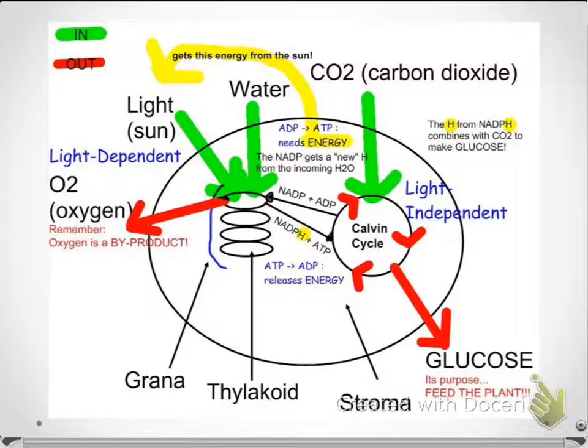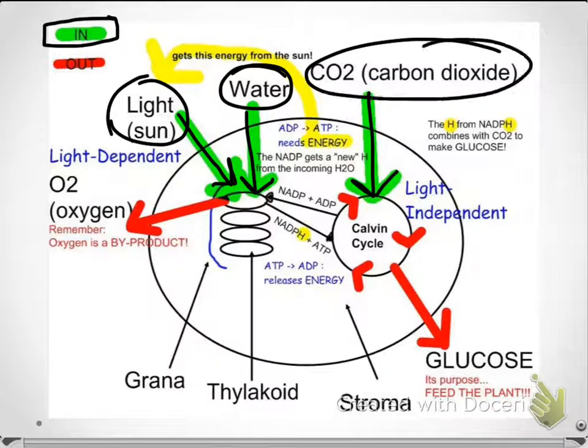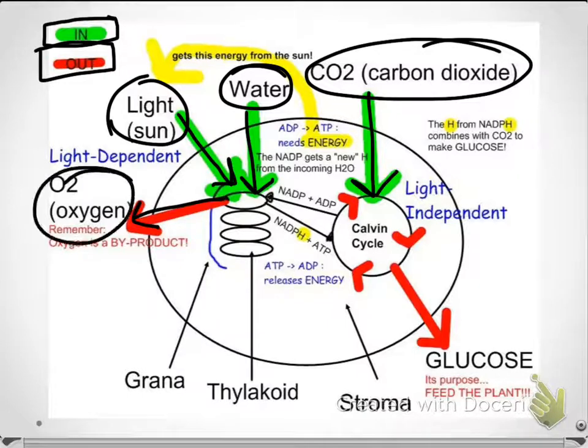So here's our picture that we will discuss much more, but you should definitely have this picture memorized. You need to know everything that happens in this picture. Everything you see in a green highlight is stuff going in. So light goes in, water goes in, carbon dioxide goes in. Everything in the red is what's coming out. So oxygen comes out. Glucose comes out. Okay? Now, right here, let's erase this.